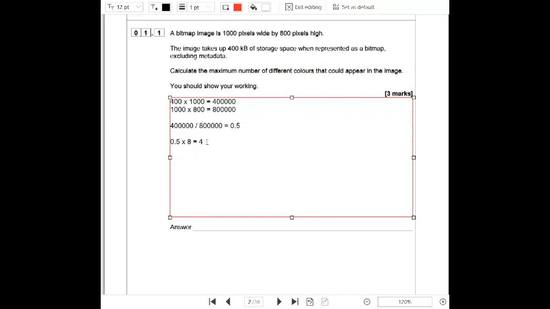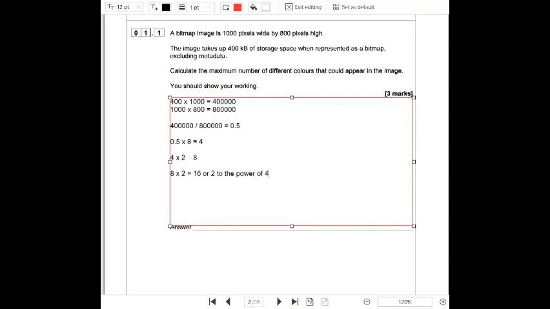So we're going to have 2 to the power of 4. So 2 times 2 is 4, times 2 is 8, times 2 is 16. As with colour, we're dealing with binary. So you could do 8 times 2, which gives us 16, or you could have 2 to the power of 4. Obviously, you would write it in exponentiation form.